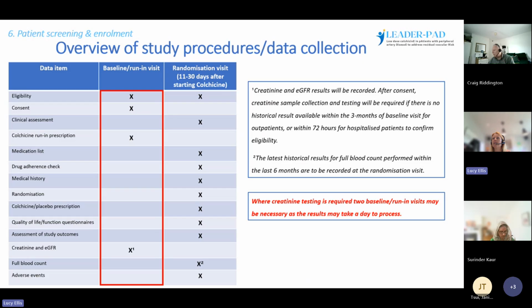So on this slide, you'll just see a list of baseline activities that are carried out. For outpatients, we recommend that you send out the study information in the post in advance of their next outpatient appointment. Then at their outpatient appointment, you can consent the patient if they've had enough time to consider the study, and take samples for creatinine testing if there are no recent results, and a pregnancy test again if you need to. Once those results are available, they can be contacted to arrange a visit to hospital where they can be given that colchicine prescription for the active run-in period.